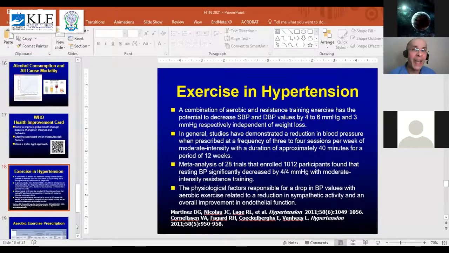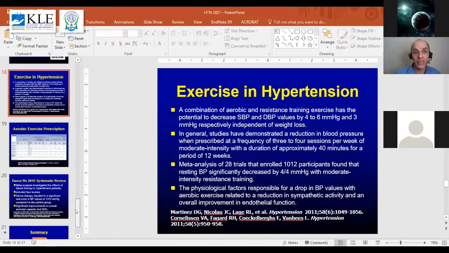Last 2 slides, exercise is so beneficial. Moderate intensity exercise, 3 to 4 times a week, 40 minutes a session, really helps these people. What exercise does is that it reduces the sympathetic tone. That's how it works. It also improves the integrity of the lining of the blood vessel, what we call the endothelium. So it keeps the endothelium healthier as well as it reduces sympathetic tone. Those are really the 2 main benefits of exercise at moderate intensity.